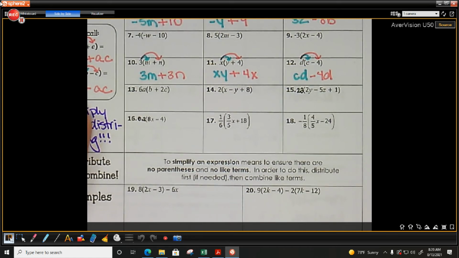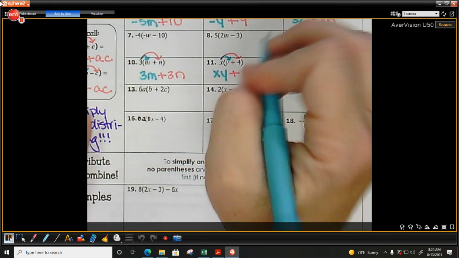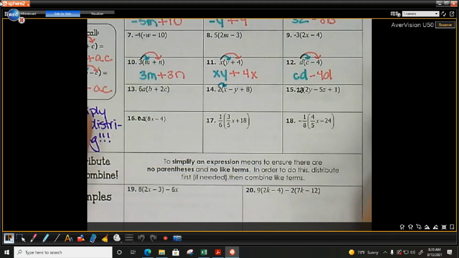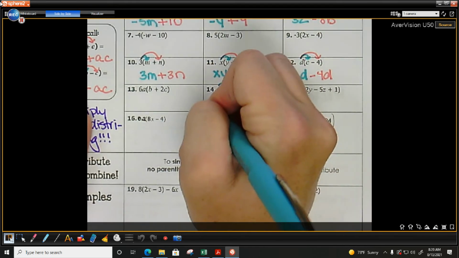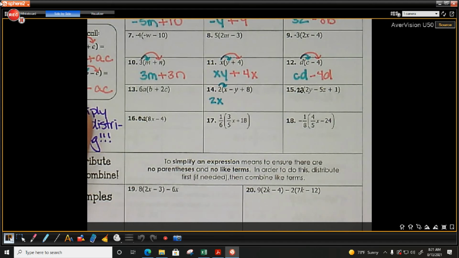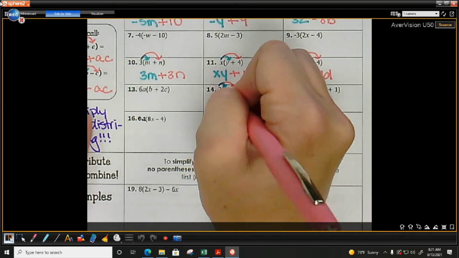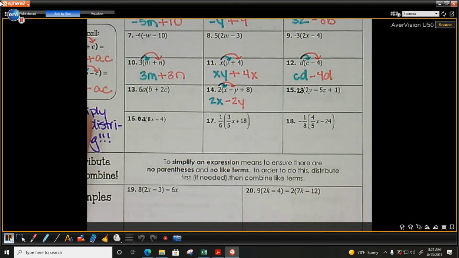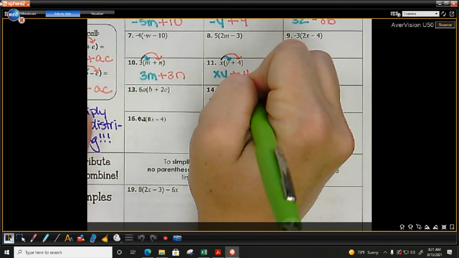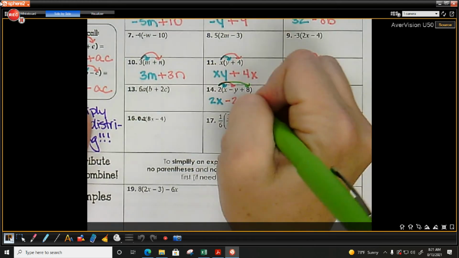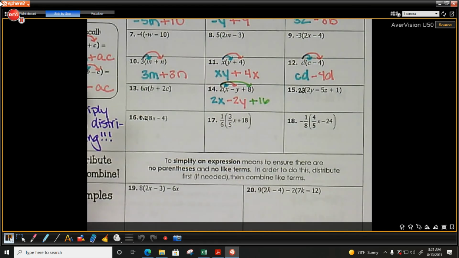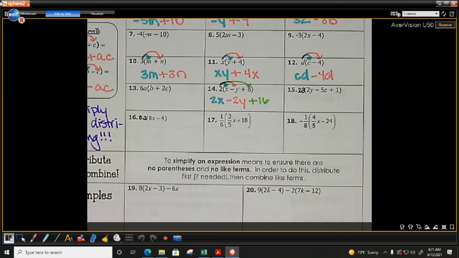2 times x is 2x. 2 times negative y is negative 2y. And then 2 times positive 8 is positive 16. Are any of those like terms? No. We good? Okay. Next. This is kind of messed up looking. That's a 2.3. Okay, 2.3.